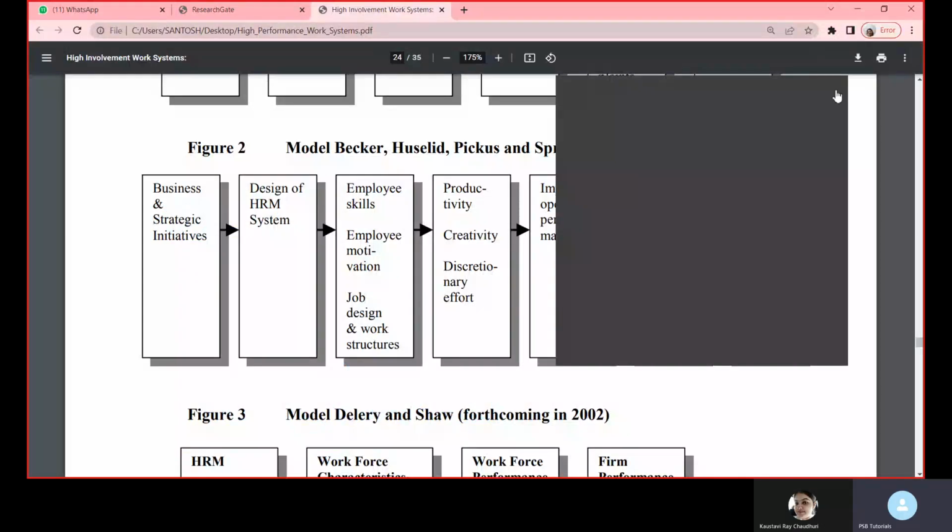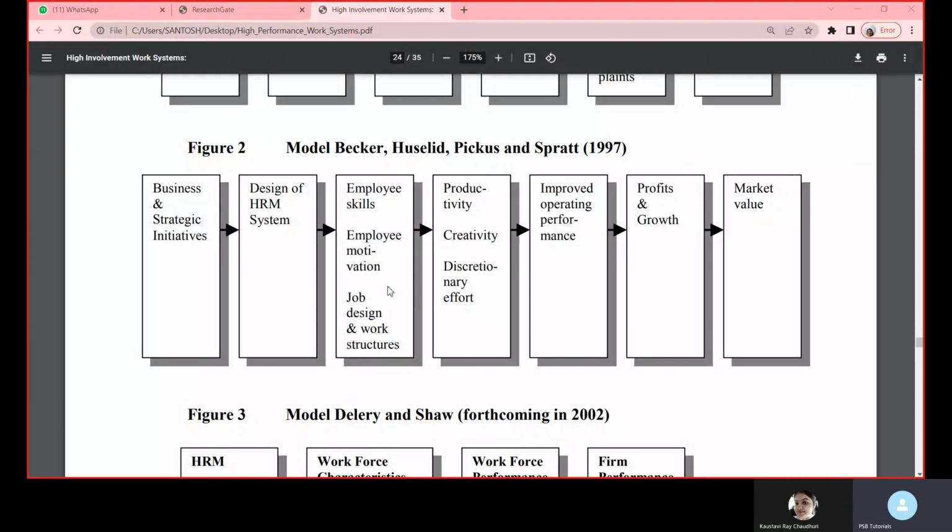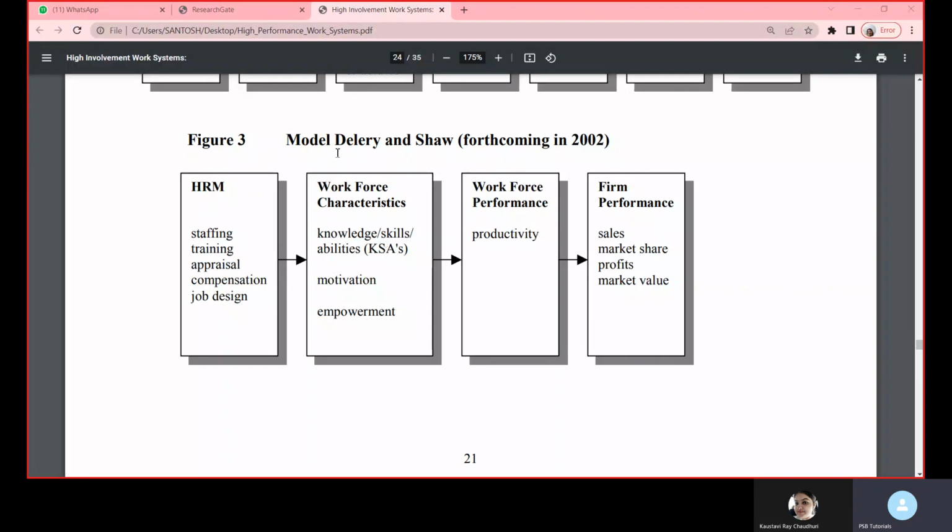We have done till figure 2, right? So let us start with figure 3, that is the model by Delery and Shaw, forthcoming in 2002.